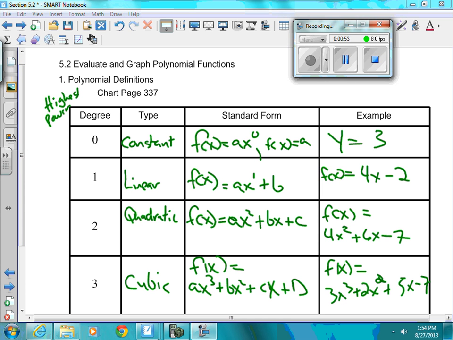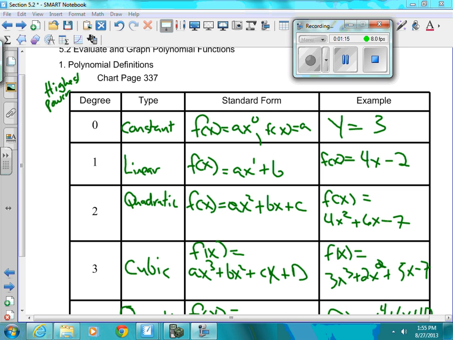So section 5.2, the title of it in your textbook is Evaluating and Graphing Polynomial Functions. This information that you see here is from a chart on page 337. So if you have your book with you, either online or if you have your actual textbook, you might want to get that out and look at that page. If you want to copy from there, it's very similar information to what I'm going to be filling in the chart. So some definitions of various polynomial functions.